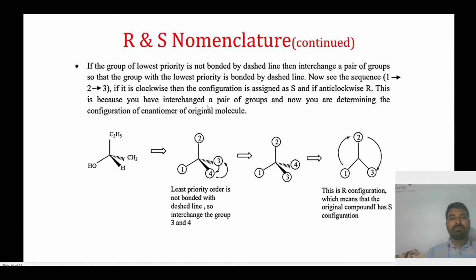This is because you have interchanged a pair of groups and now you are determining the configuration of the enantiomer of the original molecule. See, here the least priority group is not bonded with a dashed line. We have to interchange it. When we interchange, this is the third position and this is the fourth position, and this is R configuration, which means that the original compound has S configuration. The original compound has S, and this is R configuration by interchanging the molecule.